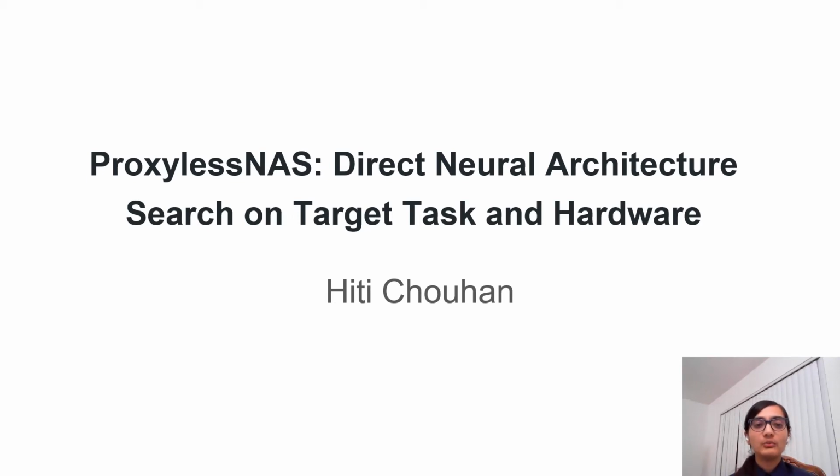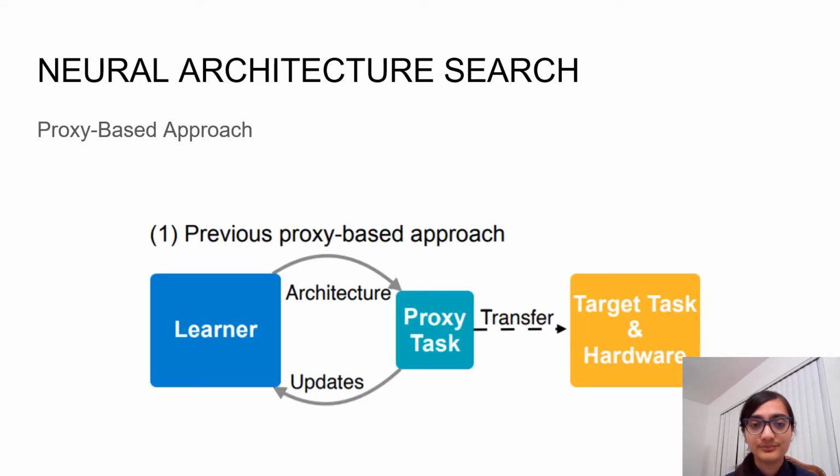I'm going to talk about Proxyless neural architecture search, which has direct neural architecture search on target task and hardware. So I'm going to give you a code review for how Proxyless NAS is being architectured. There are two basic approaches for NAS: proxy-based approach and proxy-less approach.